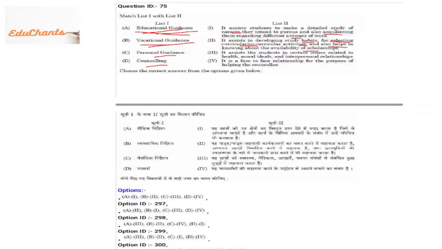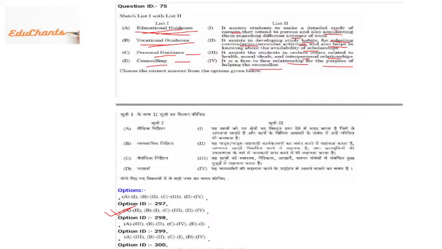That means we are done with it and we have got our answer. That is answer number B. Okay, answer number B. Then personal guidance. What is personal guidance? Definitely assist the student in certain issues related to health, moral idea, interpersonal relationship. It is personal guidance. Counseling, yes, it is a face-to-face relationship for the purpose of helping the counselee.